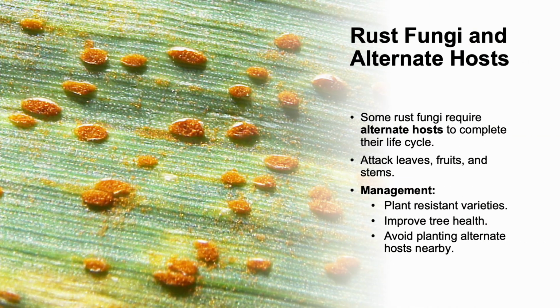Rust fungi require alternate hosts to complete their life cycle. They attack leaves, fruits, and stems, often causing significant damage. Management strategies include planting resistant varieties, improving overall tree health, and avoiding planting of alternate hosts nearby. Preventing the introduction of rust fungi helps protect tree populations from recurring infections.